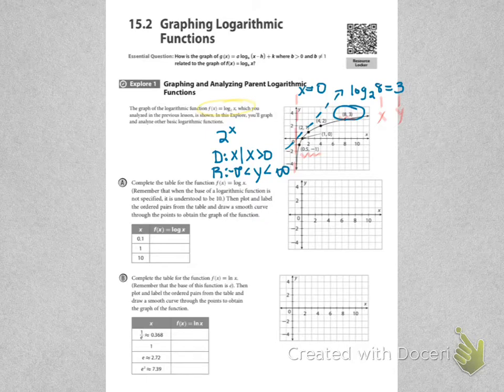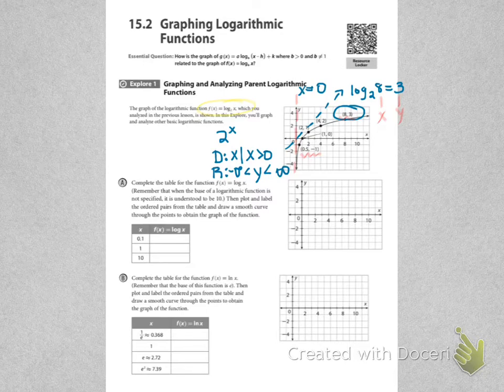So if we were using interval notation, our boundaries would be negative infinity and positive infinity, or we could also say all real numbers. So that is one of the parent functions, that's log base 2 of x. Let's take a look at the next one, which is log of x.